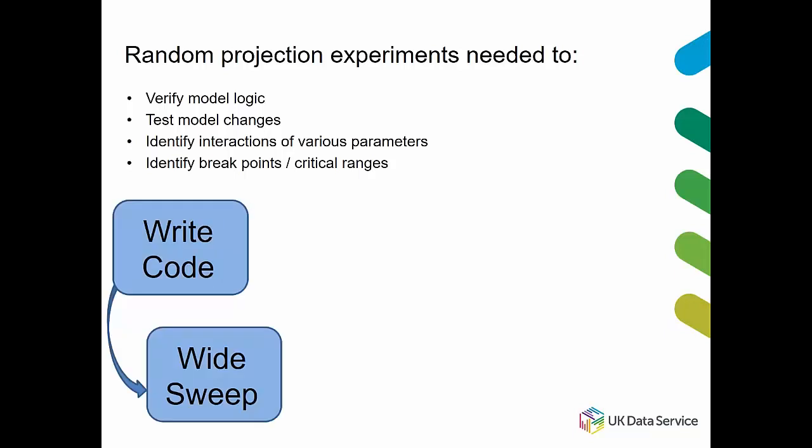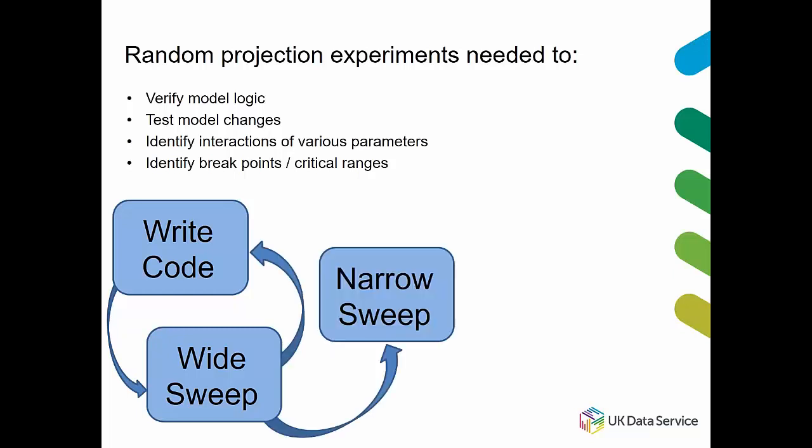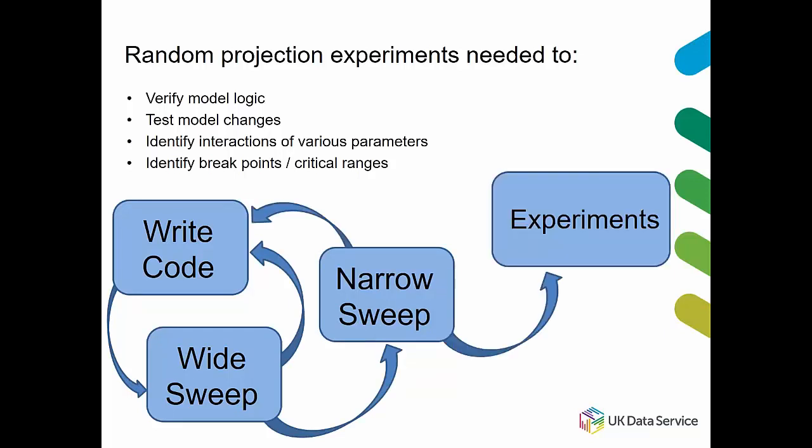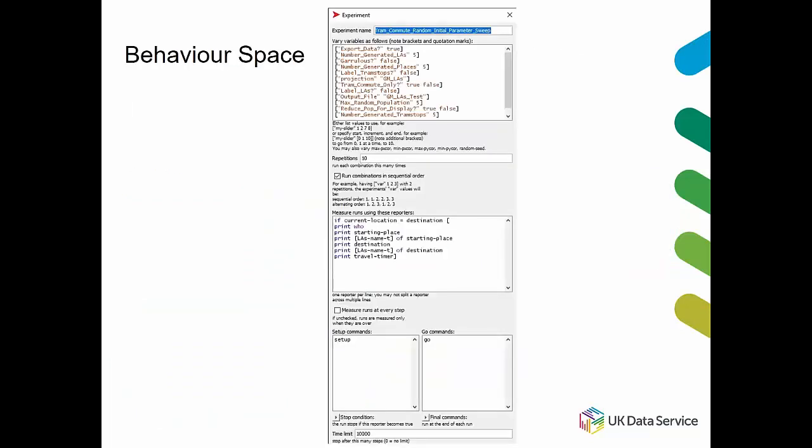exploring. So this is a process of writing code and doing wide sweeps, which either tell you to write more code or do narrow sweeps, which tell you to either write more code or do experiments, which tell you to either publish or write more code. So it's a big, iterative, loopy, messy process, and I like it.